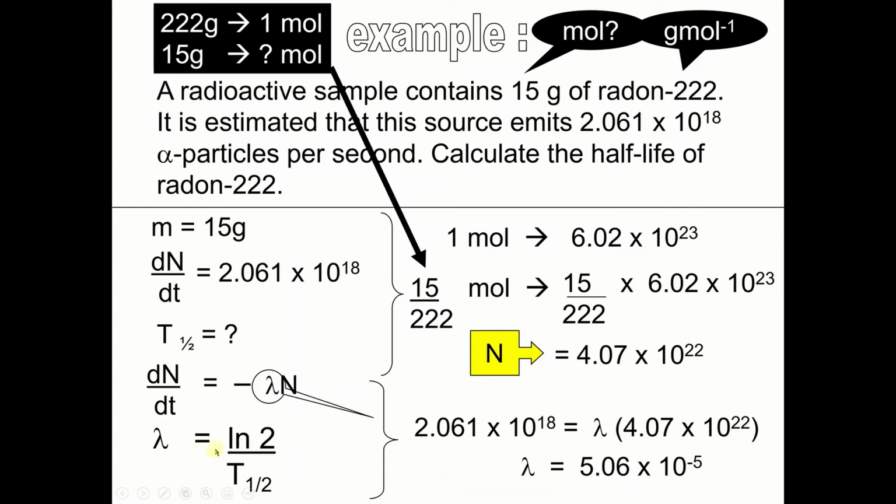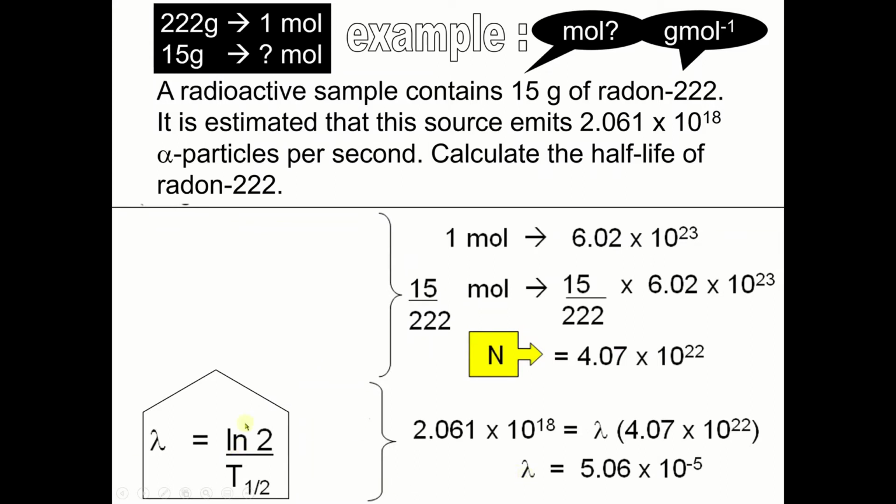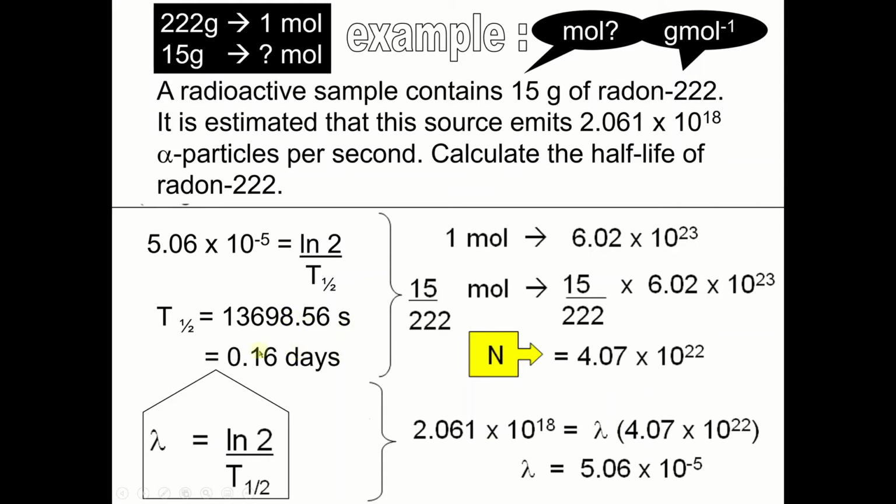Next we use this formula. We substitute the decay constant here: decay constant equals ln 2 per half-life. So we cross multiply: ln 2 divided by 5.06 times 10 to the power of negative 5, we get 13,698.56 seconds. Then we can convert to days, 0.16 days. So this is the answer for the half-life of radon-222.